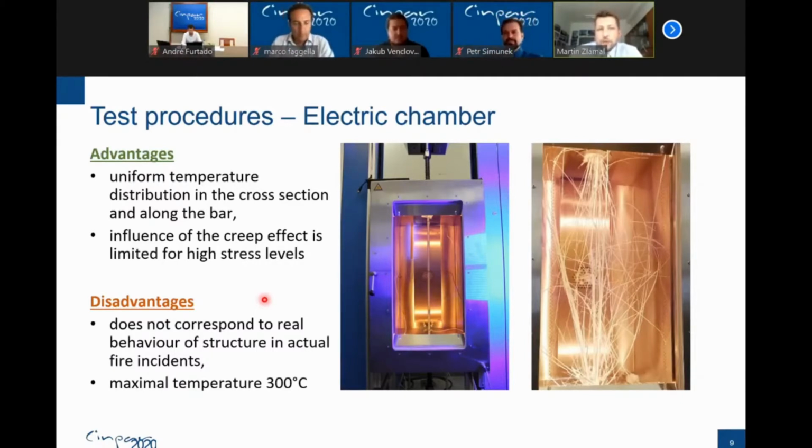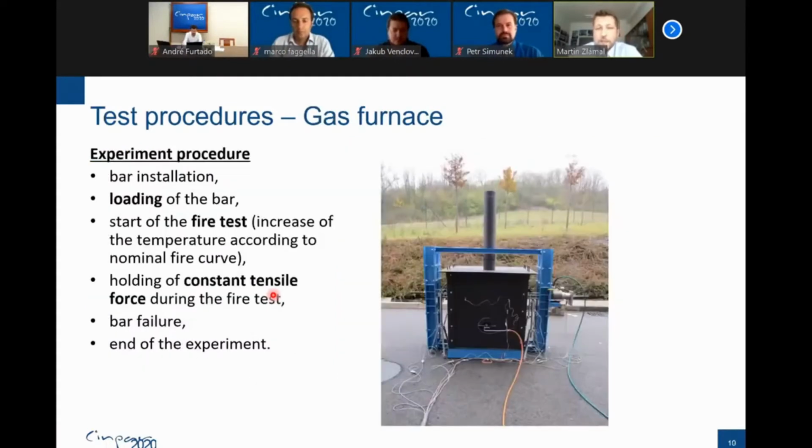The main disadvantage is that this procedure does not correspond to the real behavior of a structure, because we first apply the temperature, then we apply the loading. And the next disadvantage of this chamber is that the maximum temperature which is possible to use inside is 300 degrees Celsius. The second method is the use of a gas furnace.